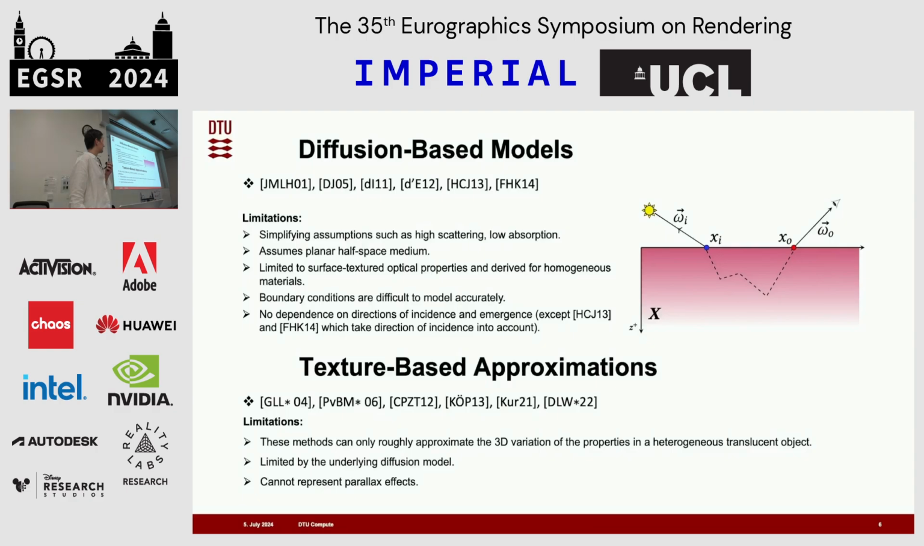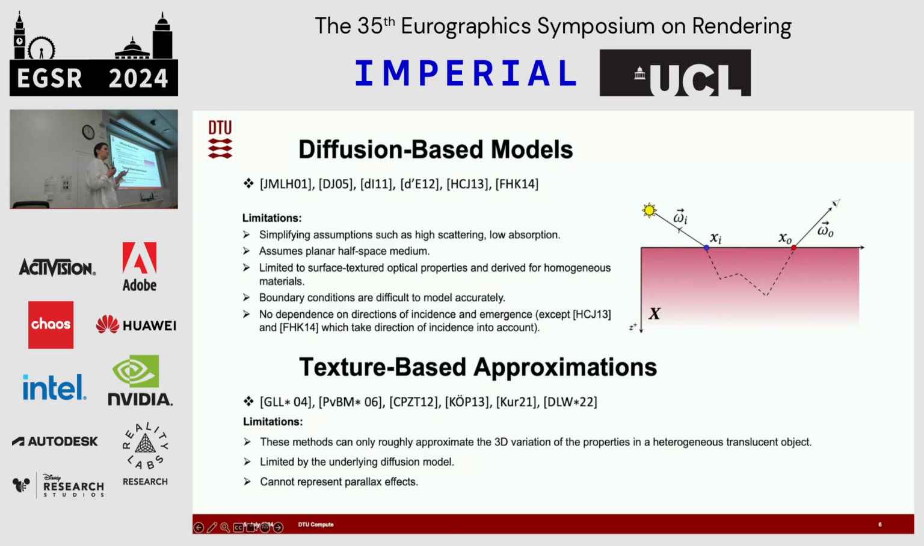The diffusion-based models are based on diffusion theory, and maybe the first method was the dipole approximation. There were others: the better dipole, quantized diffusion, photon beam diffusion, and directional dipole. The base of these methods is approximating a material with an infinite layer, where we have a point of light exit that we would like to receive our radiance for, and we sample neighboring points on the surface in order to correctly approximate.